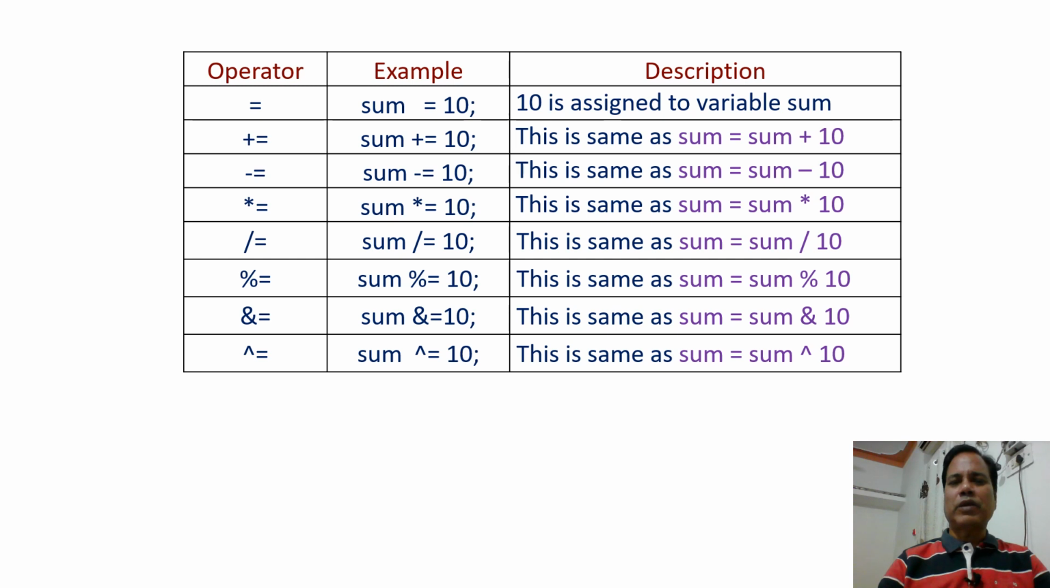Next, minus equal: sum -= 10;. This is the same as sum = sum - 10. In a similar way, star equal: sum *= 10;. This is the same as sum = sum * 10. Slash equal: sum /= 10;. This is the same as sum = sum / 10.